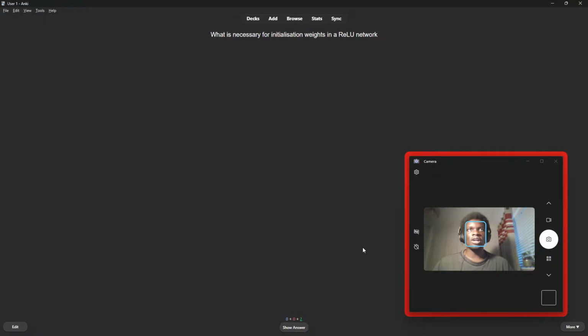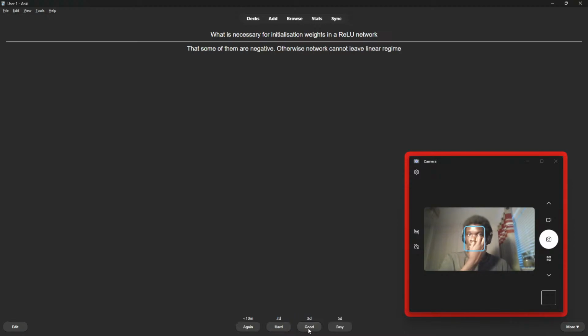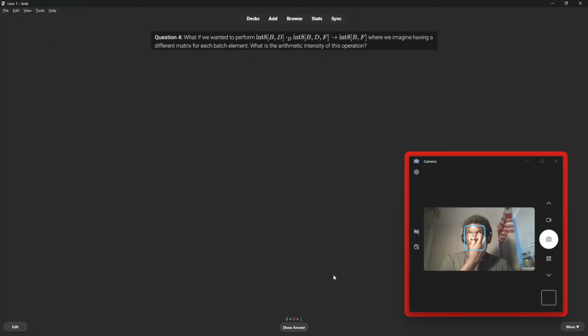So the weights have to be, some of them need to be positive and some of them need to be negative. Yeah. What's the arithmetic intensity of that operation?